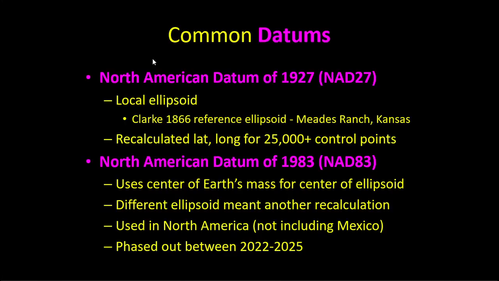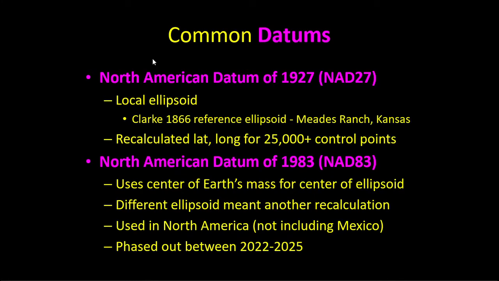There's really two common datum that you come across. You might come across a third, but if you are in research in, let's say, Europe, Asia, somewhere else in the world, you probably have access to data that's in a different datum than the ones I have shown here. So the NAD 27, when it came about, essentially recalculated the lat-longs for 25,000 different control points. So essentially the lat-longs for various places changed.